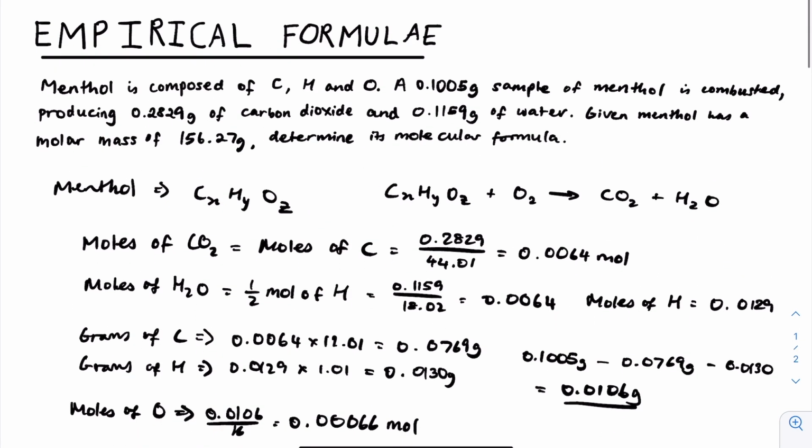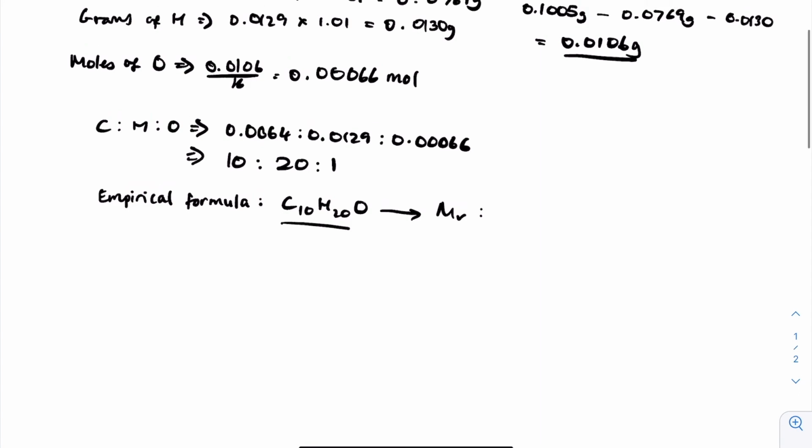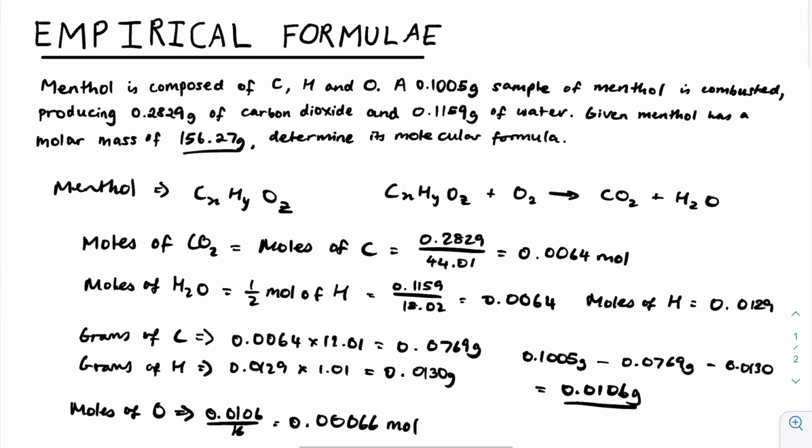We have been told that the molar mass is 156.27 grams. So we need to find the molar mass of this over here. So the Mr of C10H20O is, so we just do 12.01 times 10, since that's the molar mass of carbon, times 10, plus 1.01 times 20, we're adding the hydrogens in, and then plus 16 from the oxygen, which gives us 156.3, which is the same as this.